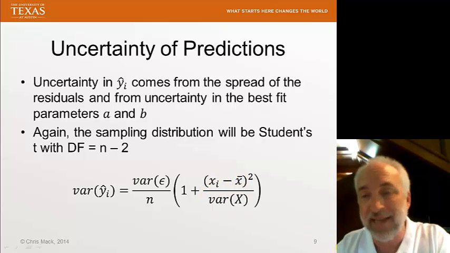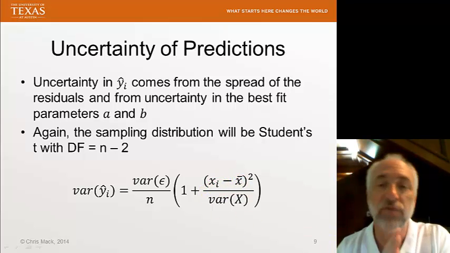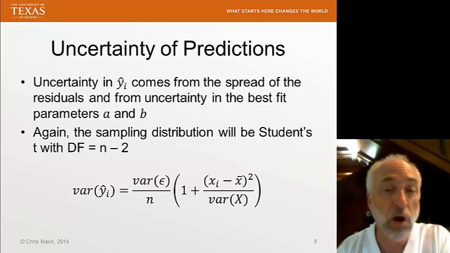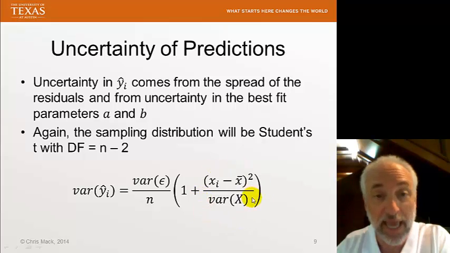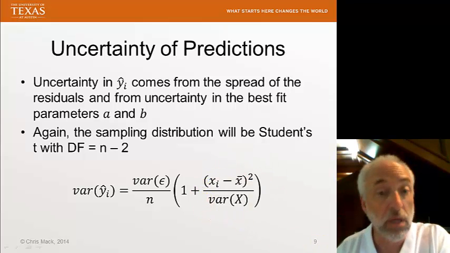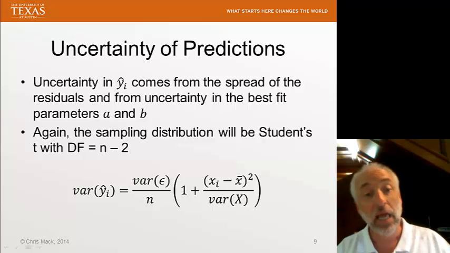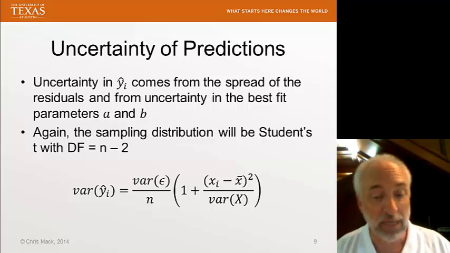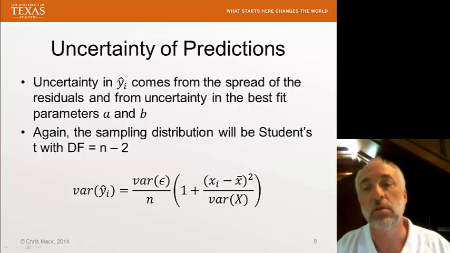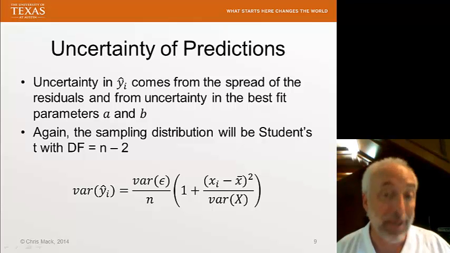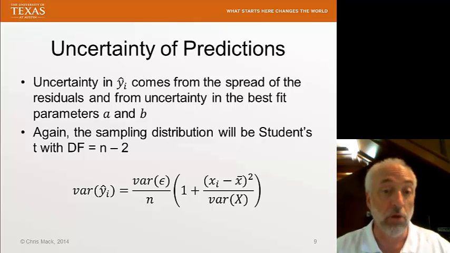If xi is right in the middle of the range, that is right at x bar, then I get no added uncertainty that comes from A and B. But the further away from the middle of the x range that I'm trying to make a prediction of y, the further away xi is from x bar, the larger this added term becomes. Extrapolating gives me larger uncertainty.